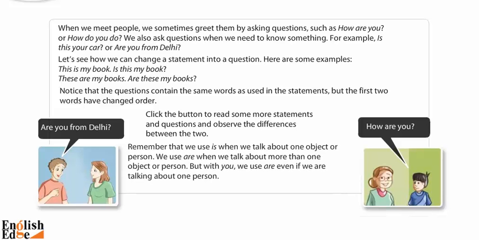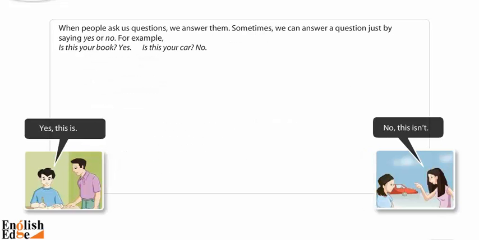Remember that we use is when we talk about one object or person. We use are when we talk about more than one object or person. But with you, we use are even if we are talking about one person. When people ask us questions, we answer them. Sometimes we can answer a question just by saying yes or no.